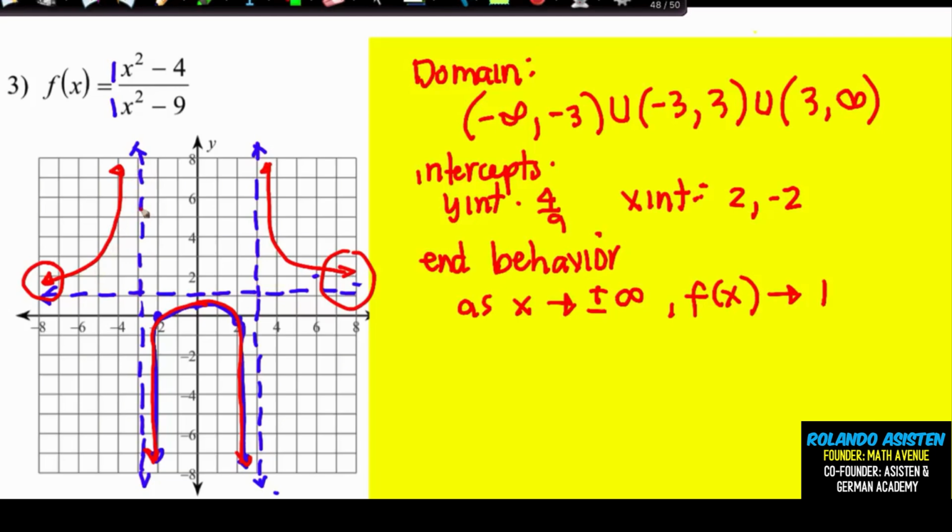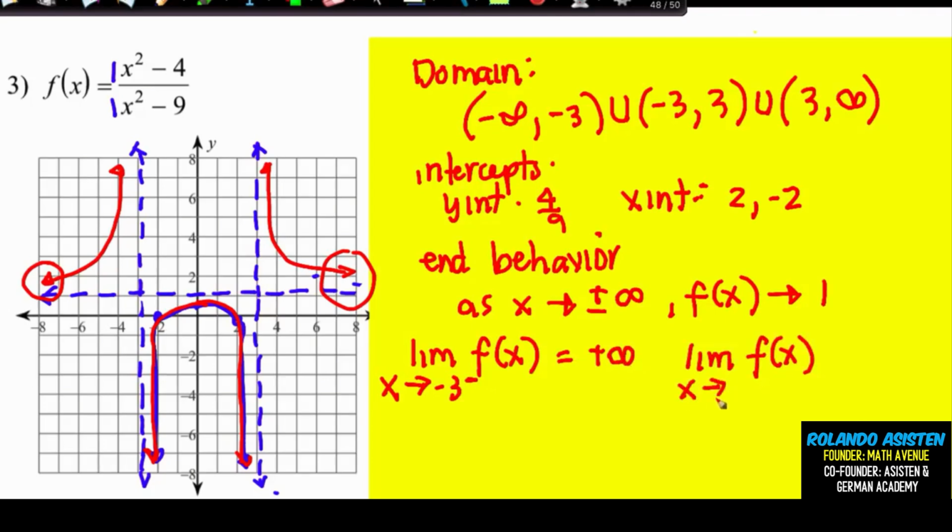And then here there are 4 behaviors. The limit of f of x as x approaches this vertical asymptote, which is -3 from the left, is positive infinity, and the limit of the function as x approaches -3 from the right is going this way, that is negative infinity. On the other side, the limit of f of x as x approaches 3 from the left, so as you go to positive 3 from the left, the graph is going down to negative infinity.